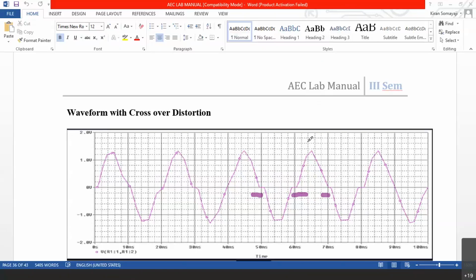Obviously, a class B push-pull amplifier cannot be used for audio amplification, because in audio amplification part of the signal is lost. But we can say that class B works within 180 degrees or slightly less than 180 degrees also, and the efficiency is higher.